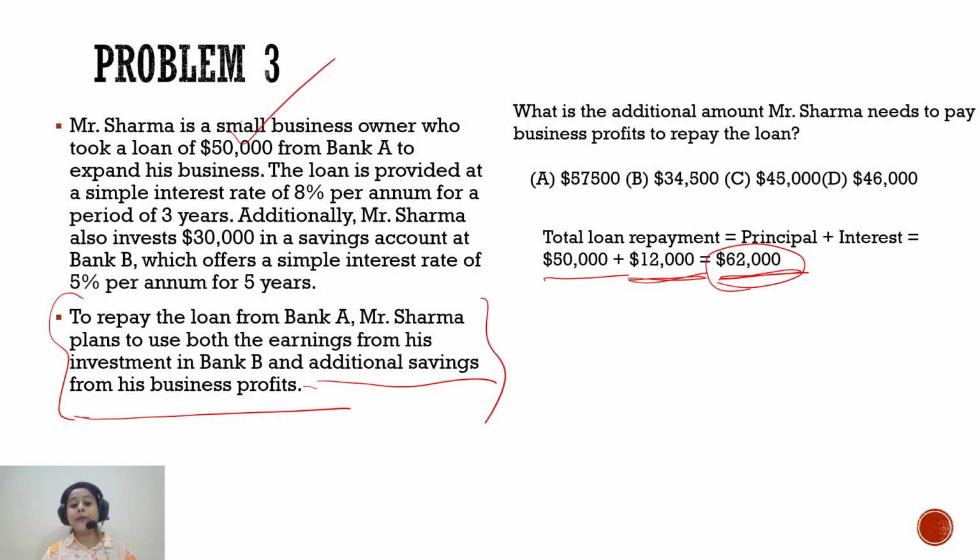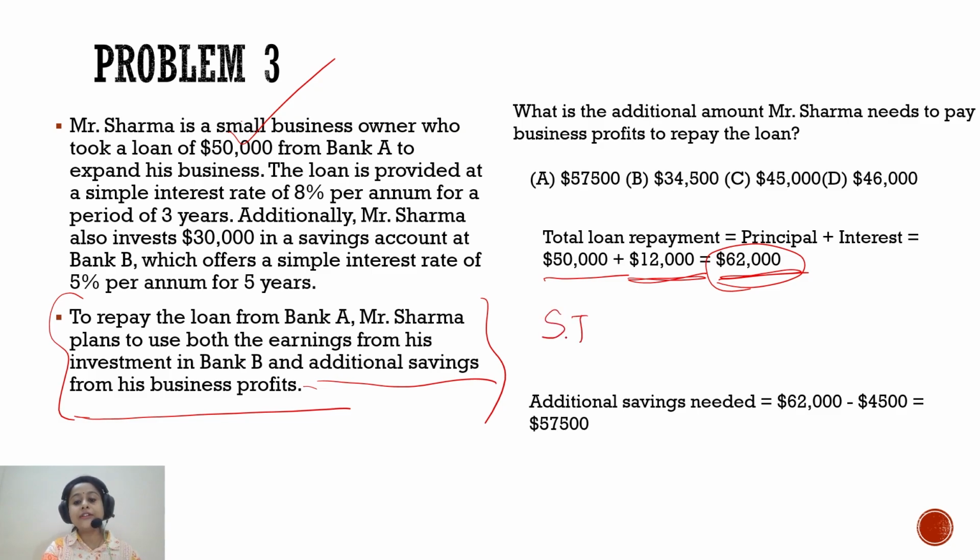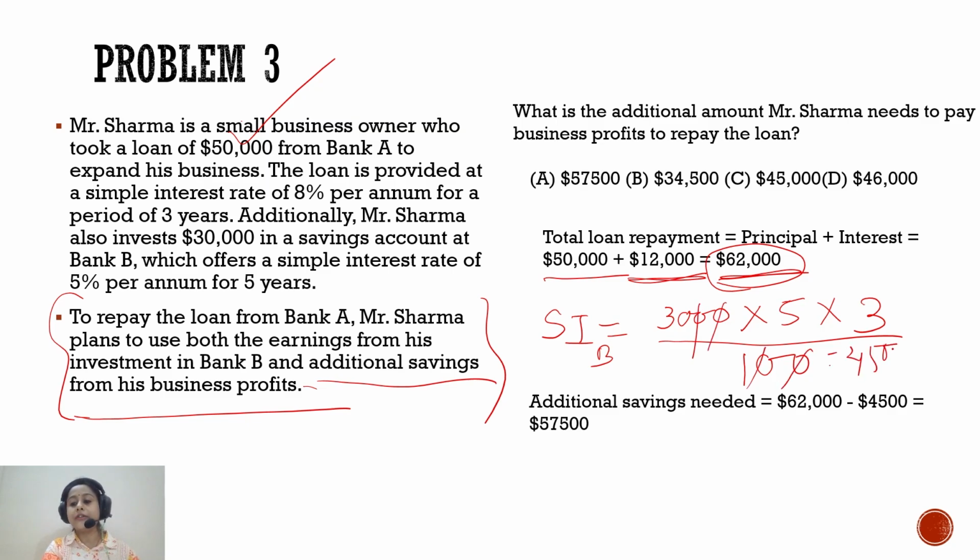Now let us see how much he will get from bank B. If I calculate the simple interest of bank B in 3 years, 30,000 is his savings, and 5% is the interest rate. How much will he earn in 3 years? Because he has to pay back bank A in 3 years, we need to calculate the interest only up to 3 years. So the zeros will cancel out, and it will be 4,500.